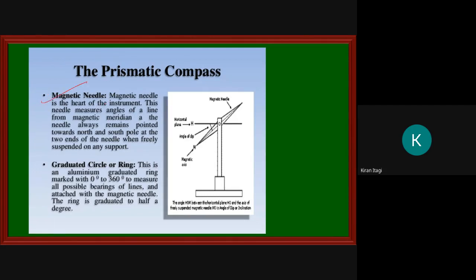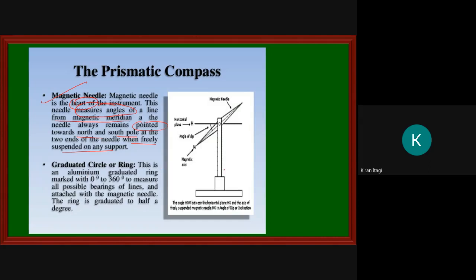Okay, so we have seen about the magnetic needle. Magnetic needle is the heart of the instrument. This needle measures the angle. This needle measures angles of a line from the magnetic meridian, and the needle always remains pointed towards the north and south pole. Initially I showed you the two ends of the needle when freely suspended on the end of the support.